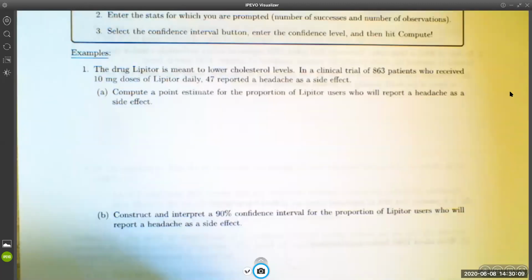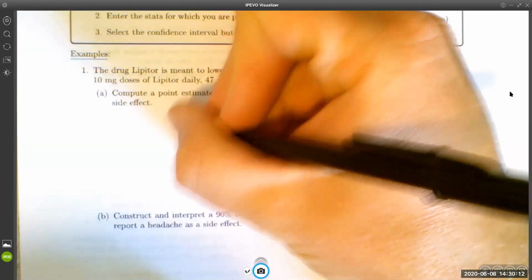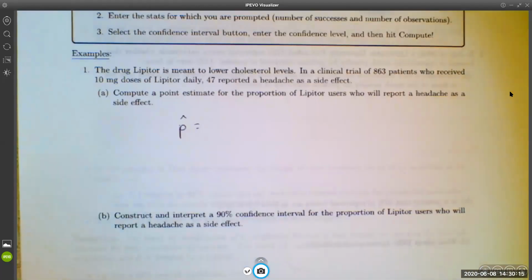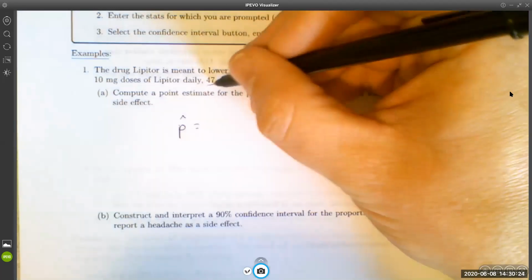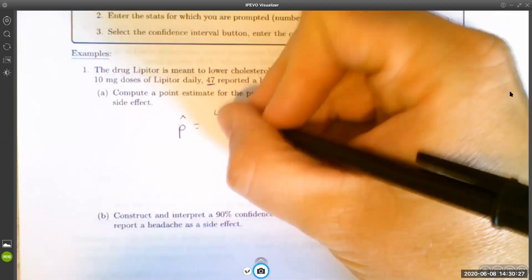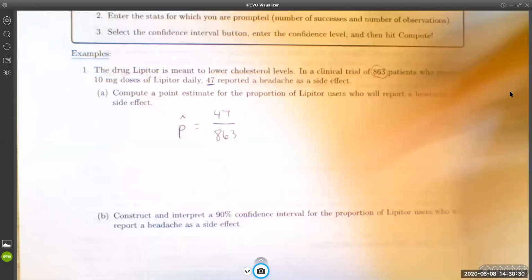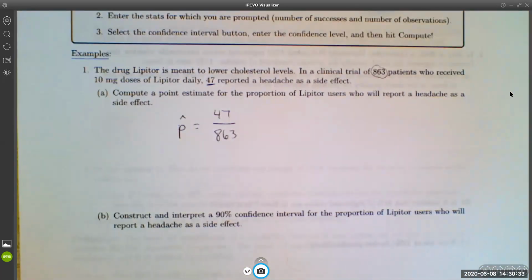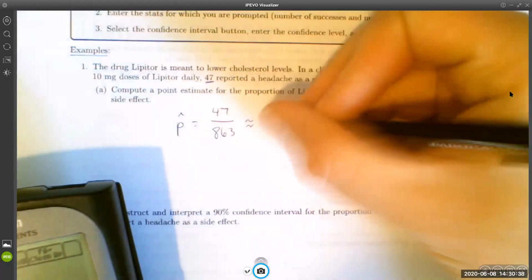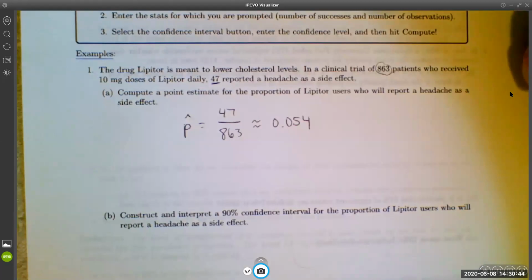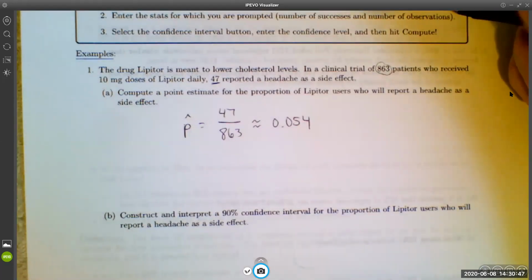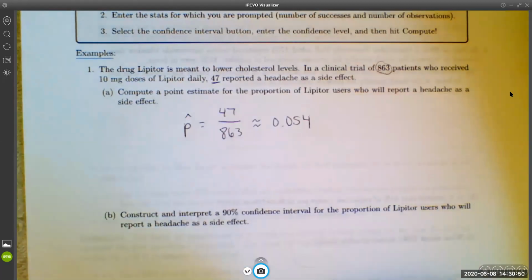Well, the point estimate for the proportion is p hat, right? P hat is just the number of successes, like the number of people who have the characteristic in question, divided by the total number of people. In this case, there were 863 people in total, and 47 of them reported headache. So p hat would be 47 out of 863. So 47 out of 863 is about 0.054. So about 5.4% of people in this study experienced headache as a side effect. And there's our point estimate. And that's all there is to part A.